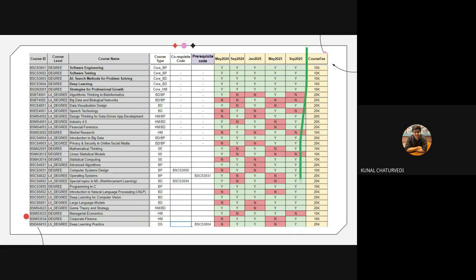And then obviously there is the course fees. It is also decided based on the level of the courses, usually.